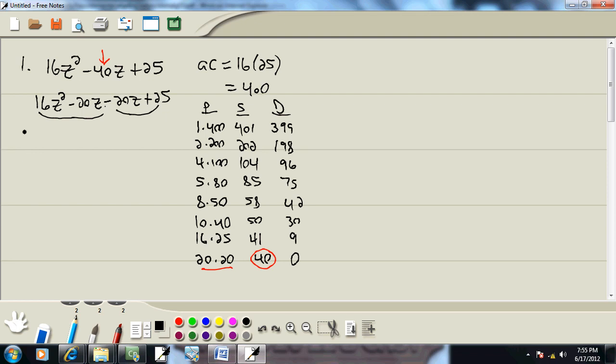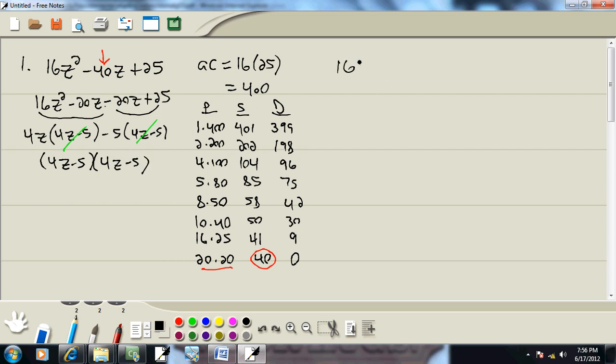Factor by grouping. The first two have a 4z in common, and that gives me a 4z minus 5. The second group has a negative 5 in common, and that gives me a 4z minus 5. Now they both have a 4z minus 5, so I factor that out, and you cross these out to see what goes in your second set of parentheses, which is also 4z minus 5.